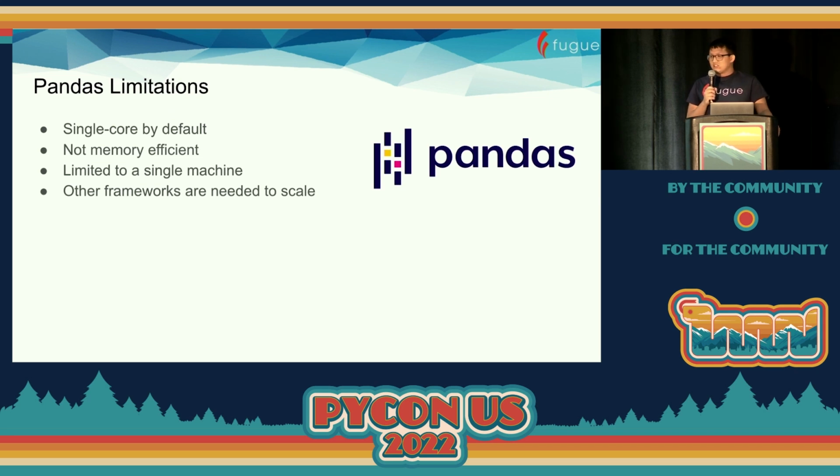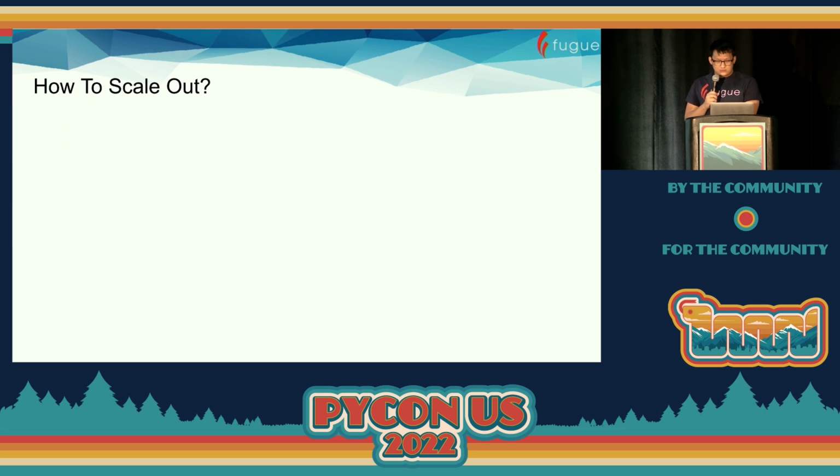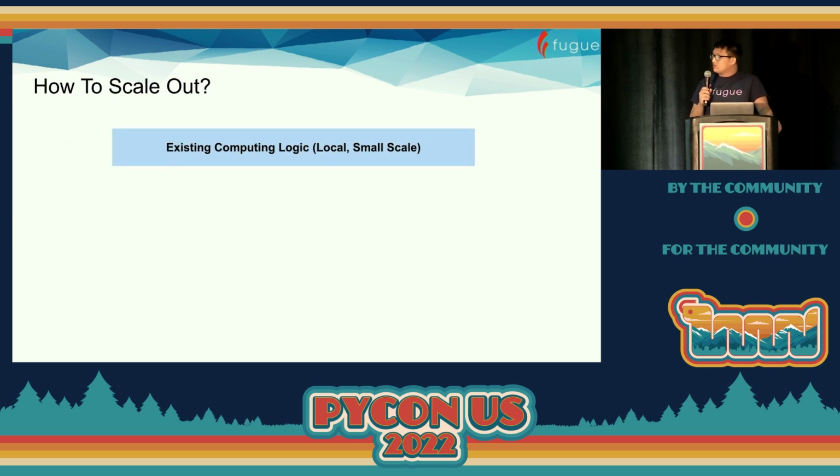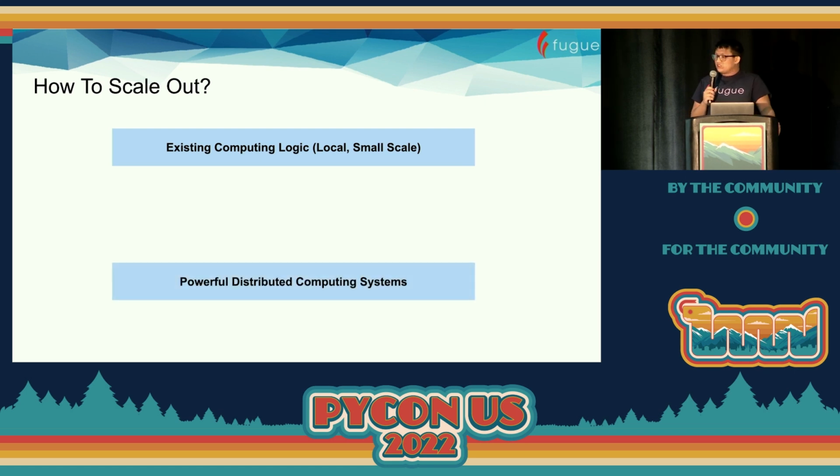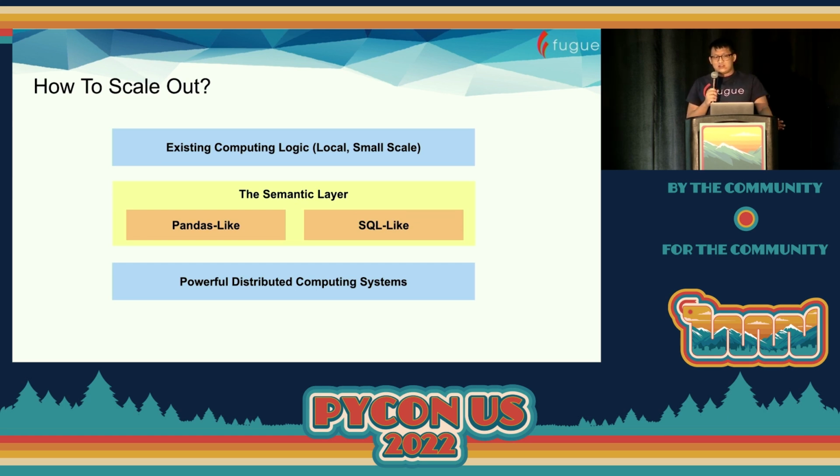So once you start hitting these bottlenecks and limitations, then you need to use other frameworks to scale. So how do you scale out? If you start with your existing computing logic in Python or Pandas, and you want to bridge that gap to utilize distributed compute frameworks, what you can use is a semantic layer. This semantic layer maps that existing logic to the distributed compute frameworks. We have two kinds of semantic layers. The first is Pandas-like, and the second one is SQL-like. What we find is that both of these semantic layers have some deficiencies, which Han will talk more about later. That's why Fugue as a semantic layer aims to provide both of these options, so that we can allow the user to describe their logic in the grammar that they prefer, and then we can be responsible for bringing that to the distributed compute framework.